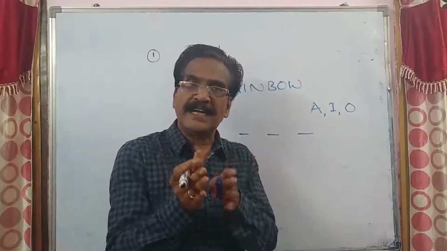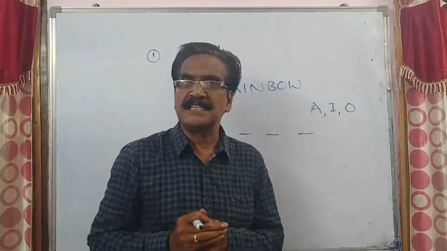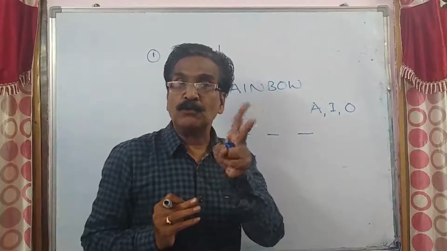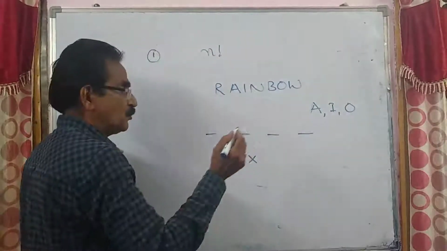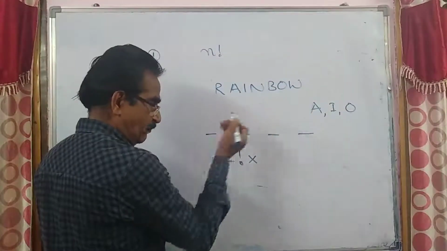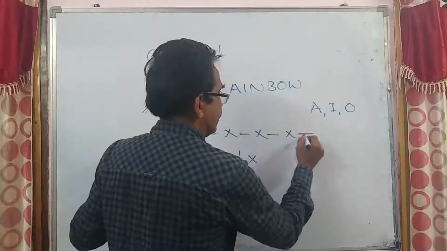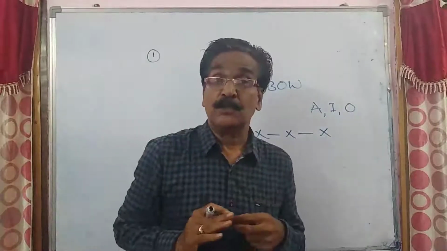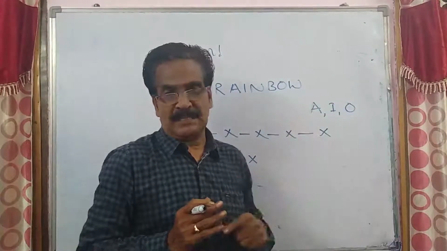Now we have to arrange these 3 vowels. What is the condition? No two vowels come together. So you have to place these 3 vowels here. So you have 5 places.